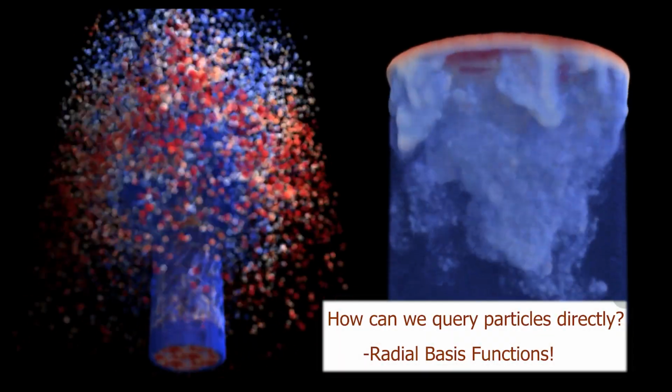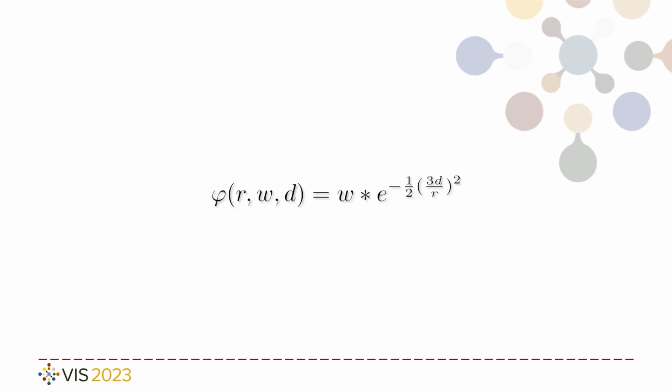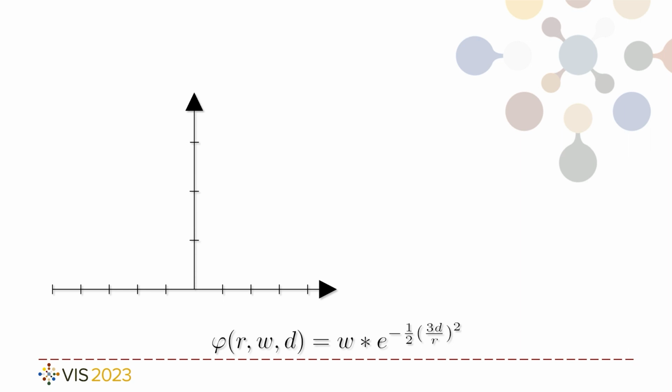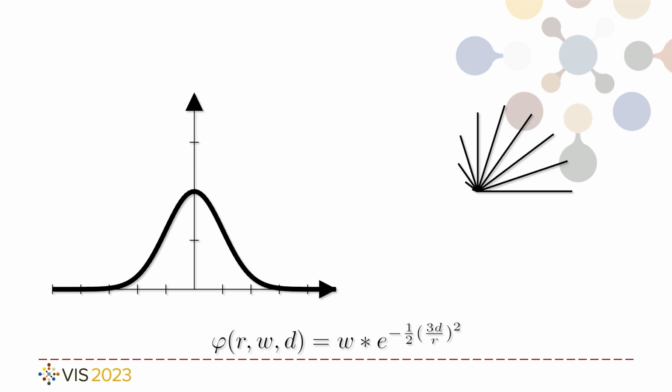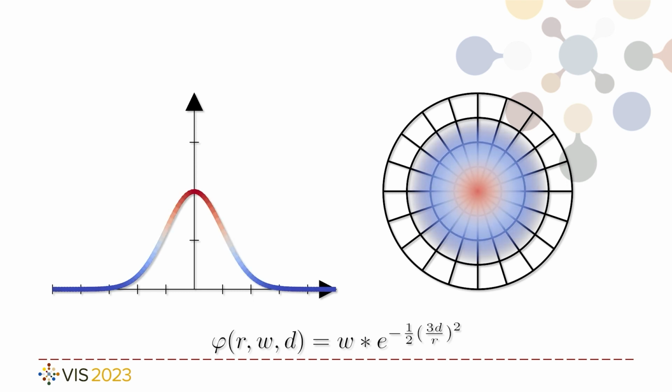So how can we query particles directly? The answer is radial basis functions. Radial basis functions describe a radial falloff about an origin and are typically denoted with a lowercase phi. A common radial basis function to use is a normal distribution. On the left is a one-dimensional illustration of a radial basis function where height represents density. On the right is a two-dimensional top-down view of that same radial basis function, where the value of the radial basis function determines optical density. From here, prior methods color map these radial basis functions by that same density value.